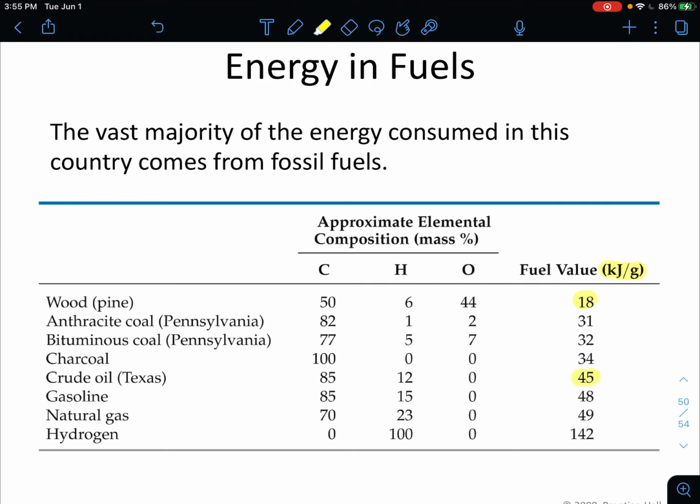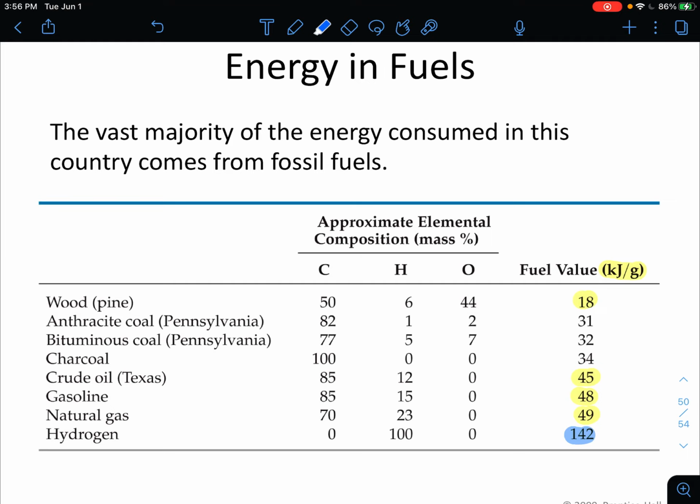Things like oil and gas and natural gas are all pretty similar to each other in terms of energy per gram. Since it's in energy per gram, hydrogen gas, H2, has a really low value because you're not using up that much mass in order to generate a good amount of energy.